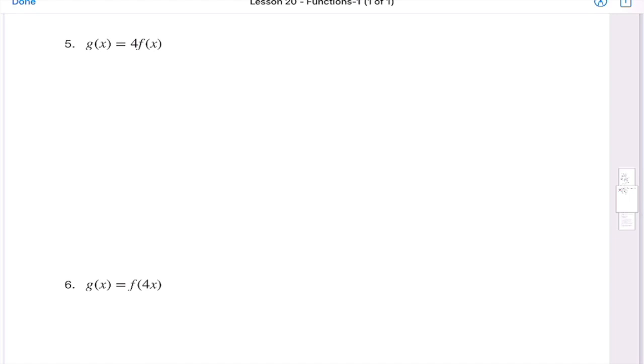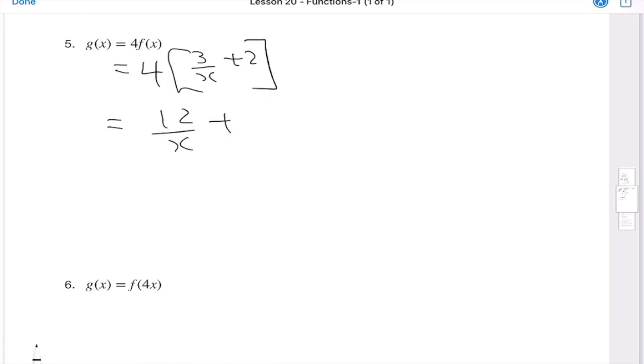For number 5, again, g of x is obtained from the graph of f. We need to get it from the graph of f. And to answer this question, you would just take 4 and multiply that by f of x. Remember, f of x is 3 over x plus 2. If you simplify this, you'll get 12 over x plus 8. So this is the equation they are asking for, but I need you to understand what is happening here.